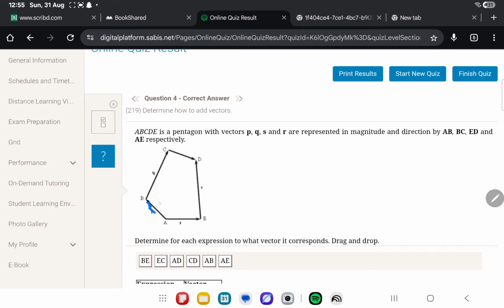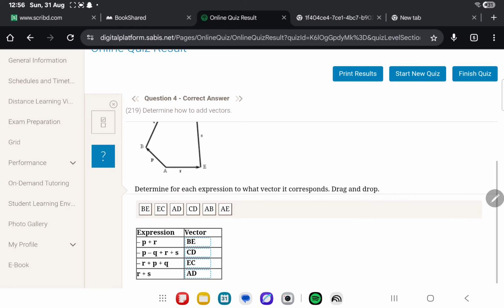So in this direction, AB is P. So BA will be negative P. So this here will be negative P. And then they want R. So R is AE. So this is what we're going to find. Negative P plus R is BE. That's done. Negative P minus Q.